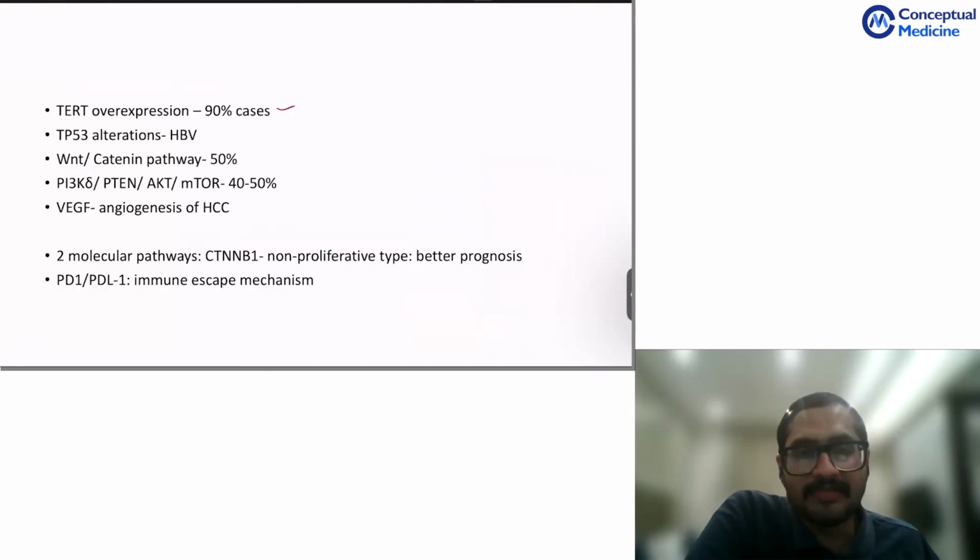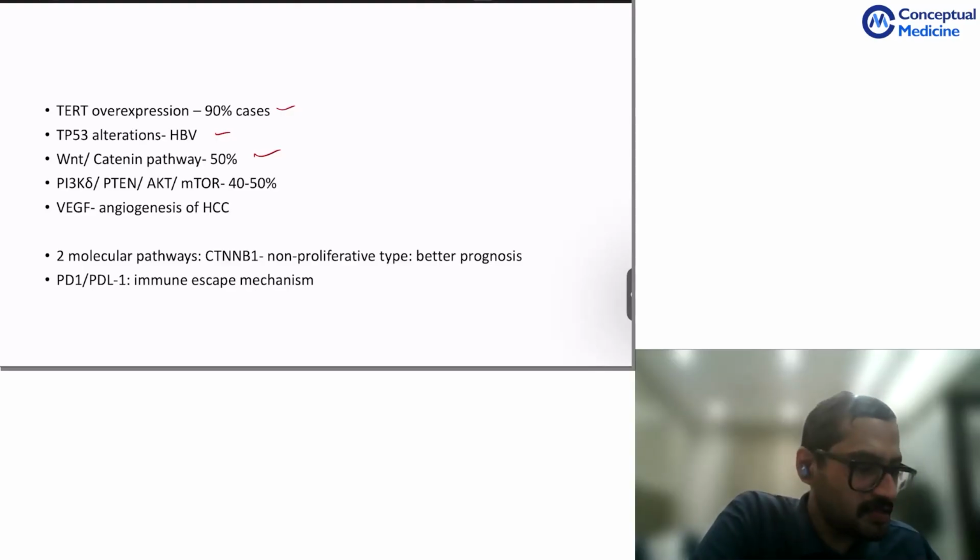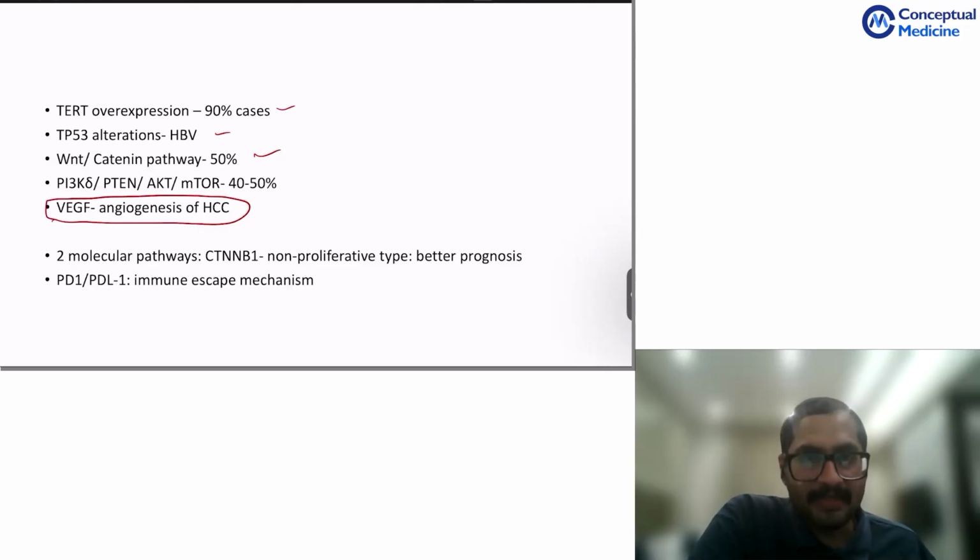TERT overexpression is seen in 90%, TP53 alterations are seen in hepatitis B virus, and the WNT beta-catenin pathway is abnormal in 50% of cases. VEGF is an important mediator of angiogenesis, which helps in increasing the tumor size and metastasis. It is a key signaling pathway in disease progression in HCC. That's why we have VEGF inhibitors in the management of metastatic HCCs.